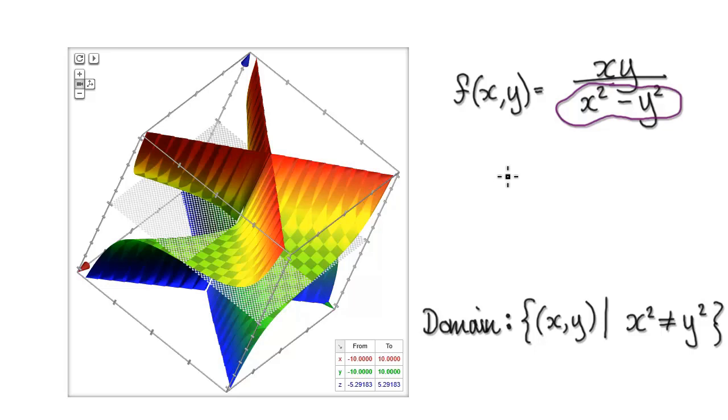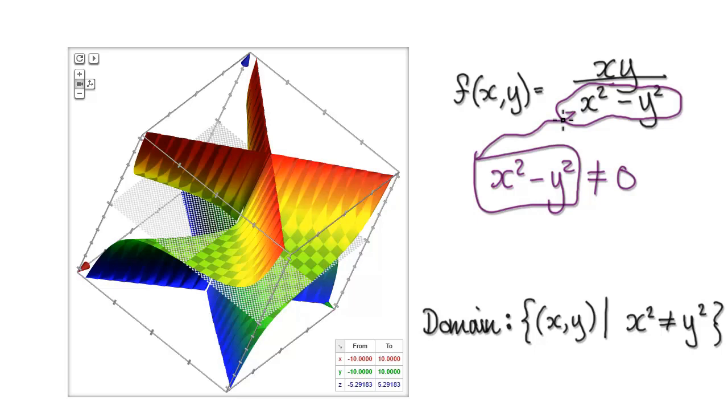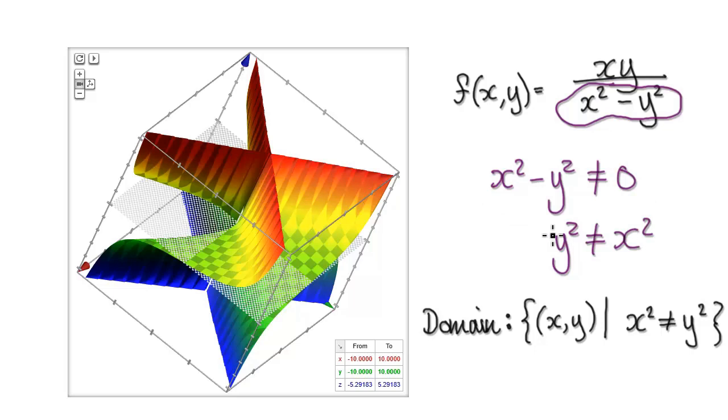So we demand that x squared minus y squared cannot be 0. That's what we need to demand. We need to demand that this thing can never be 0. So what does this mean? Well, add y squared to both sides. That will then give you this. So just demand that y squared cannot be the same as x squared.